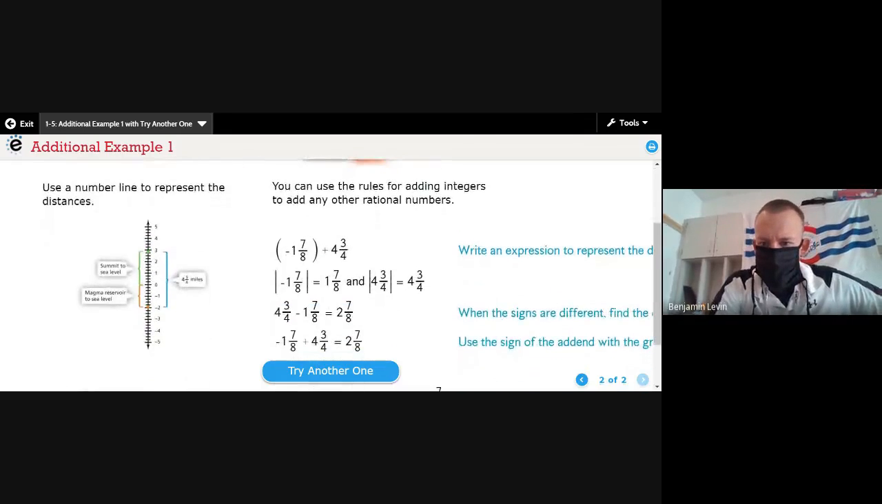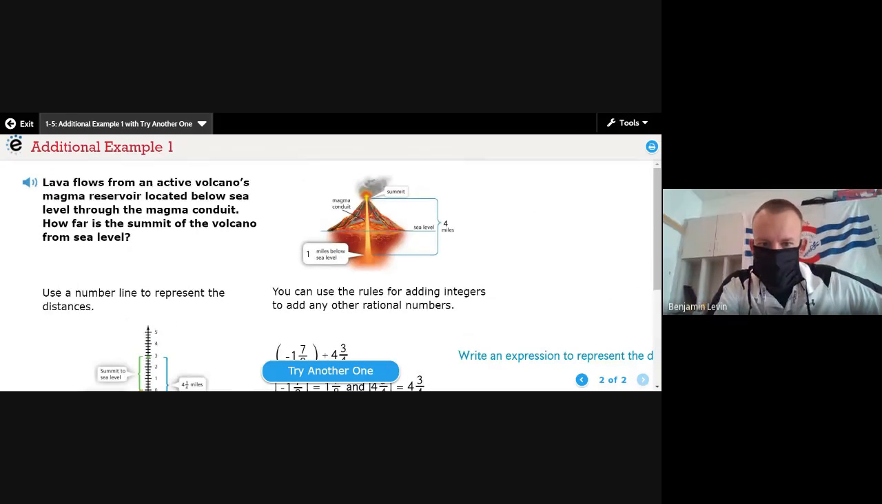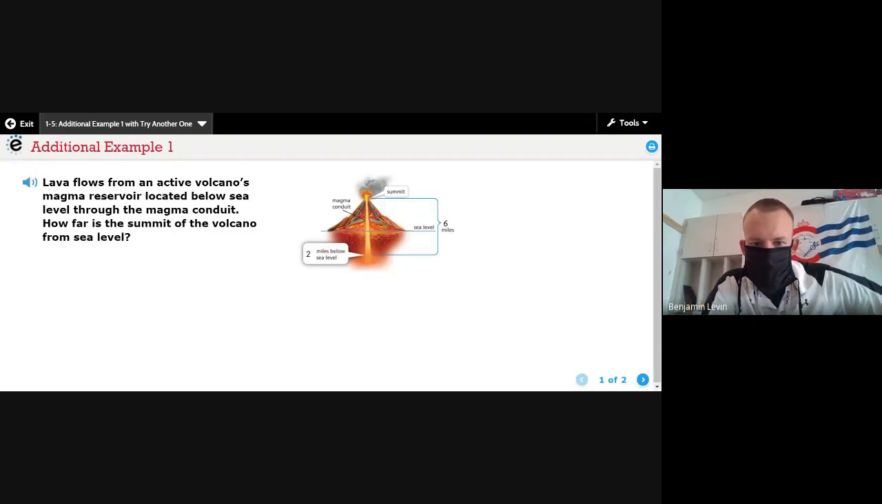I don't know why it gave us all these different numbers, because that is not the numbers that we got. This is 4 miles and it's 1 mile below sea level, so it has to be 3. Maybe they had something different down here. Let's try another one. Oh, it's generating different numbers every time we click into it. That's why it changed the numbers on us.